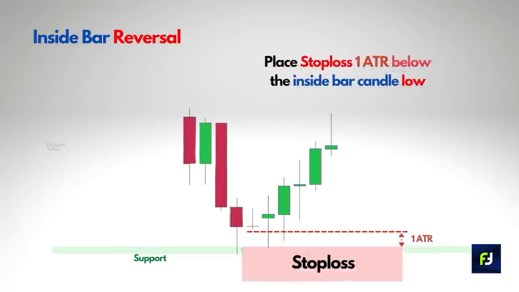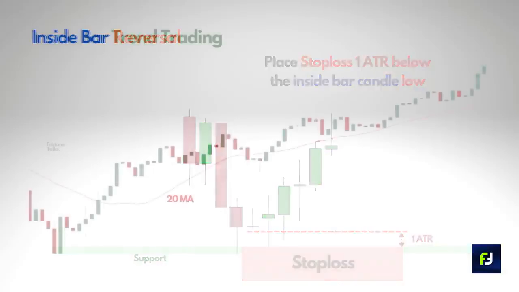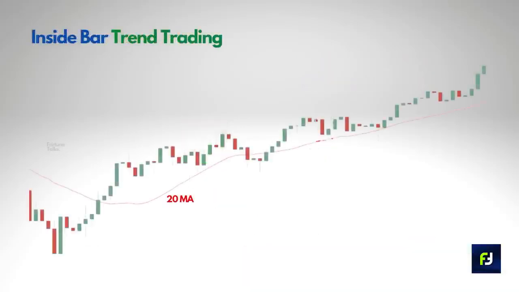So a better way to set your stop loss is using the ATR indicator. That is, you can place the stop loss 1 ATR below the low of the inside bar in case of long entry trades. This will ensure that your trade has more breathing room. So if you want to know more about the ATR indicator, you can watch the video here. Now, I will talk about setting the targets at the end of this video after we have discussed the next strategy. The third strategy is catching the trend.